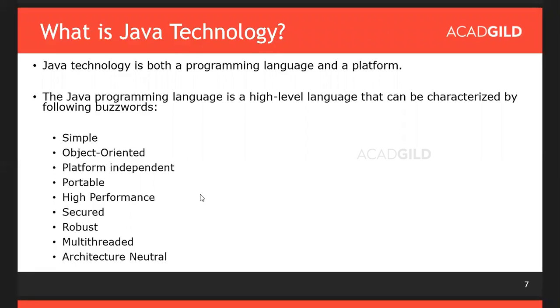Why are we using Java today? Because Java is very simple, object oriented, we can learn easily, platform independent, portable, high performance, secure, robust, multi-threaded, and architecture neutral. That means we have to work on this because it's very simple. I will explain them to you one by one.